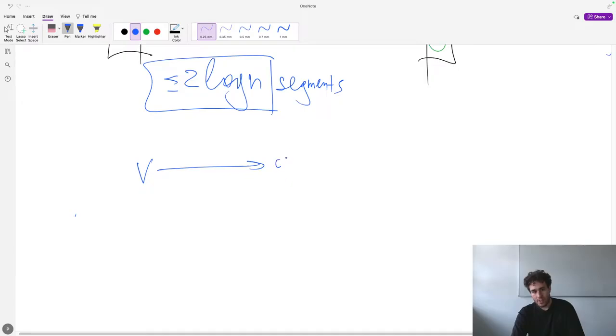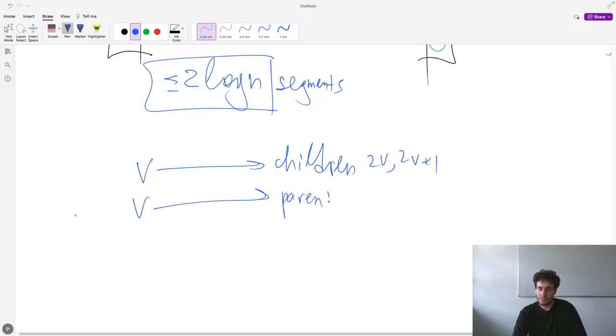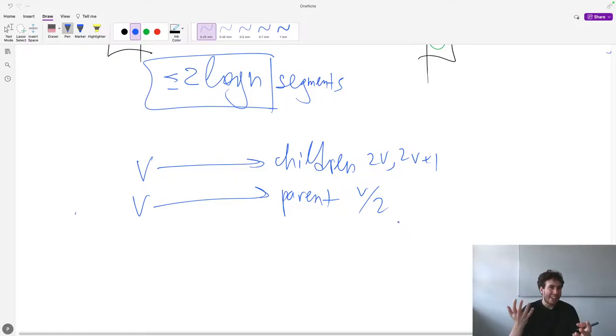Given vertex v, its children are 2v and 2v plus 1. And given vertex v, its parent is v over 2. And this is why, in this case, we use this one-based indexing. You can notice that we start with a root with index 1. Normally, in competitive programming and computer science, we do zero-based indexing. In this case, it's an exception because of this rule, right?